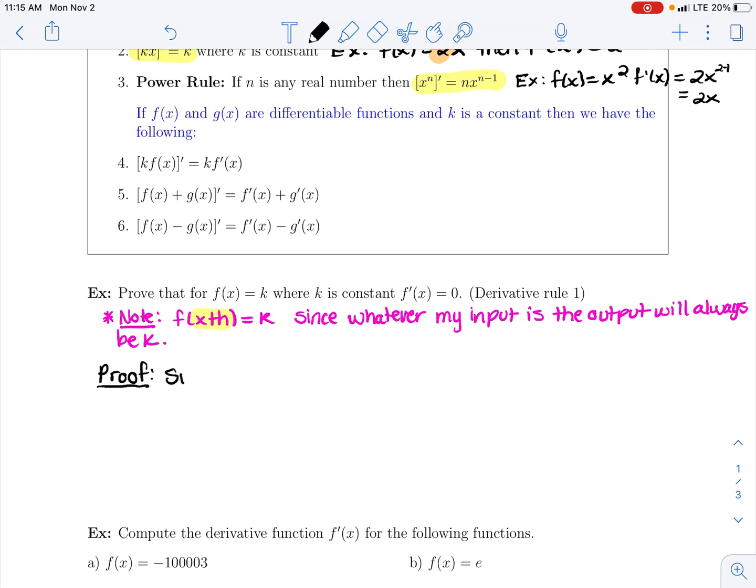And we always start by saying what we're given. This is the part where you remember the t-chart. But here, I'm given the fact that f of x is equal to k, where k is a constant function. Okay, so I'm going to suppose f of x is equal to k, where k is constant.